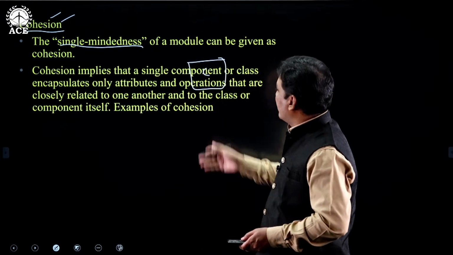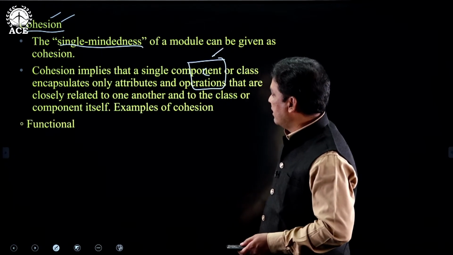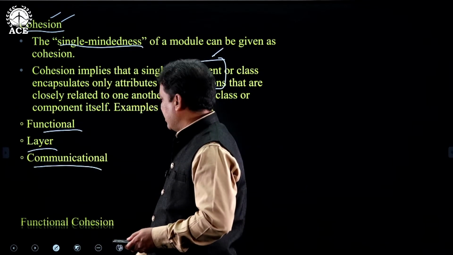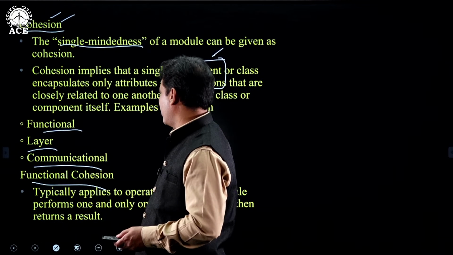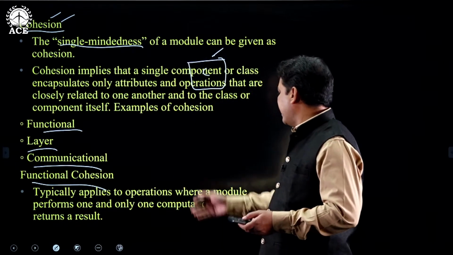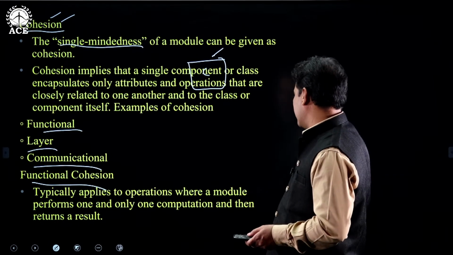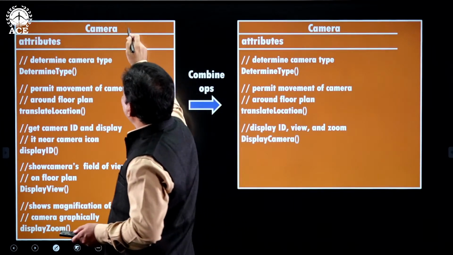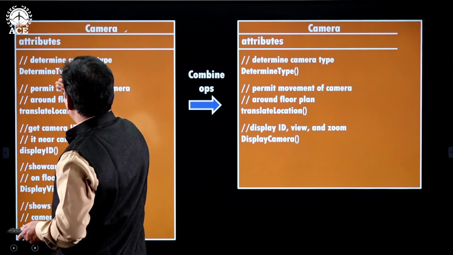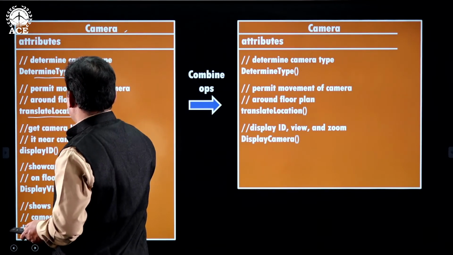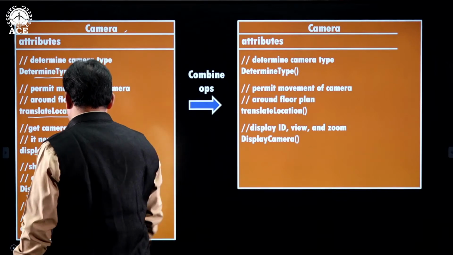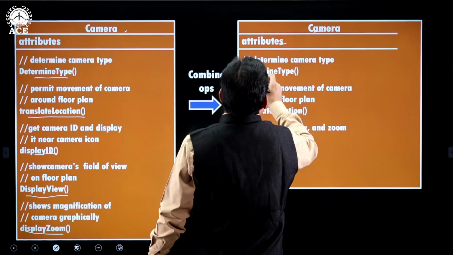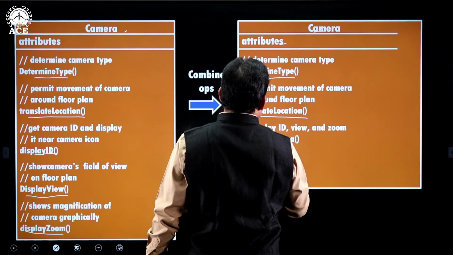Cohesion implies that a single component or a class, just now we had discussed, is a single component. So functional, layer cohesion, communicational cohesion, various types of cohesion. Functional cohesion typically applies to operations where a module performs one and only one computation and then returns a result. So just observe here, camera is a class. Various attributes we can add. Operations: determine type, translate location, display ID, display view, display zoom. These are all the operations of the camera class, combining some operations and camera attributes.